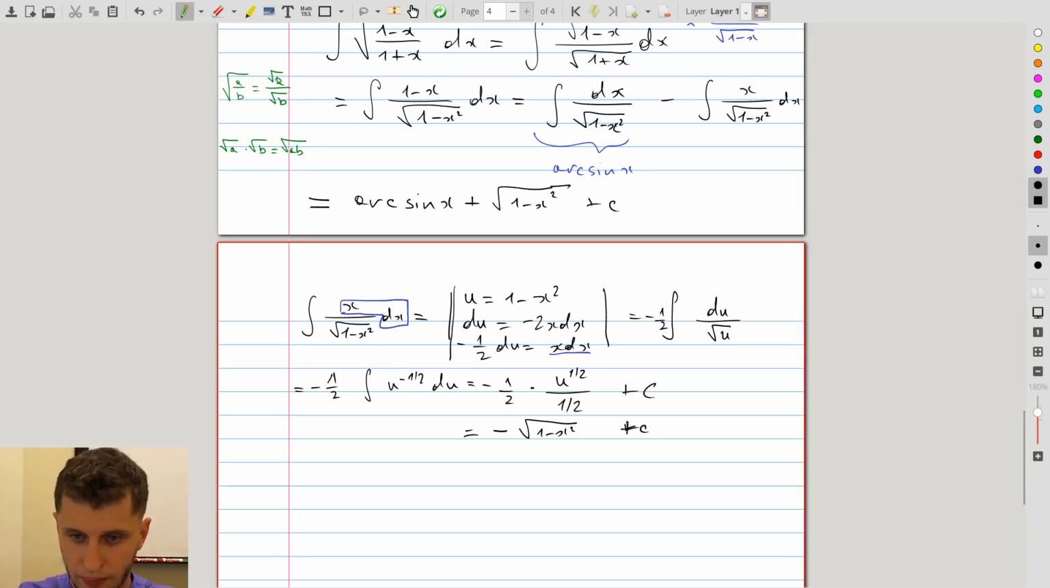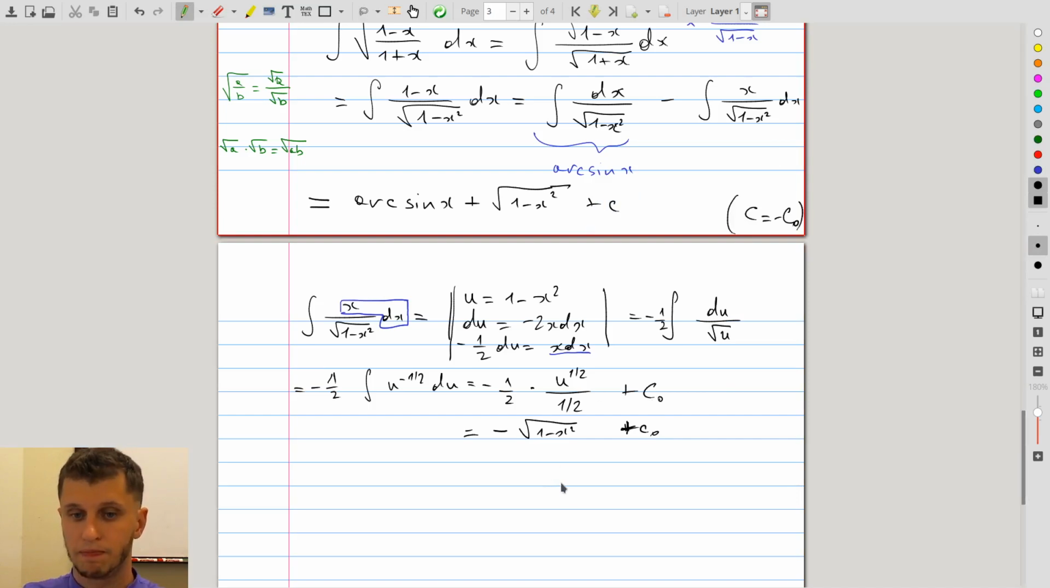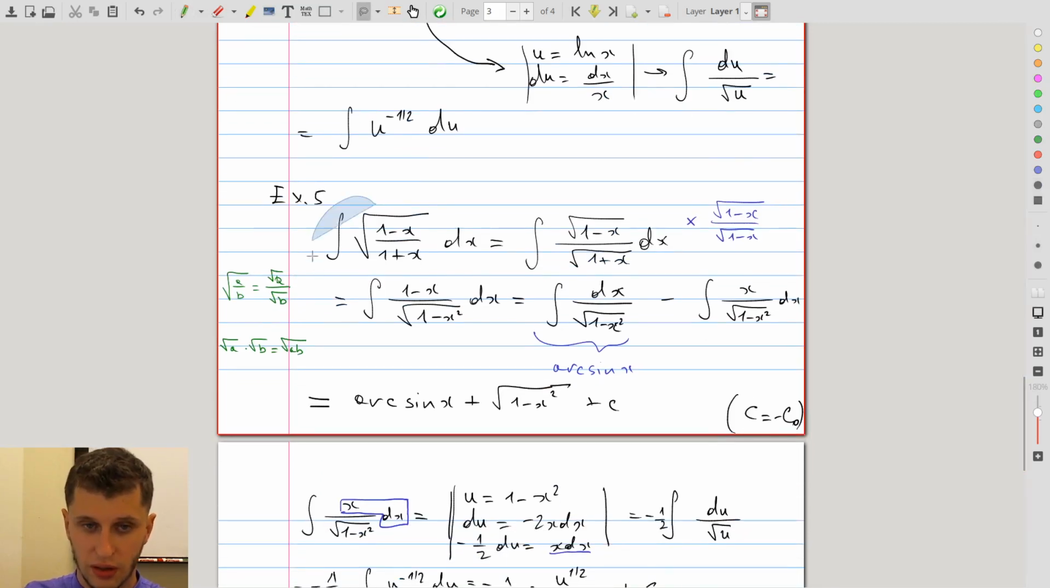I have put the plus sign here because of the minus here and the minus over here. And this is in fact a different constant, so I am reassigning c to be minus c0. And this is how this integral is evaluated. What I had to do was basically multiply numerator and denominator by the radical from the numerator, and that simplified my life a lot.